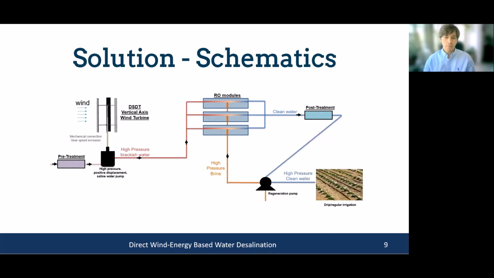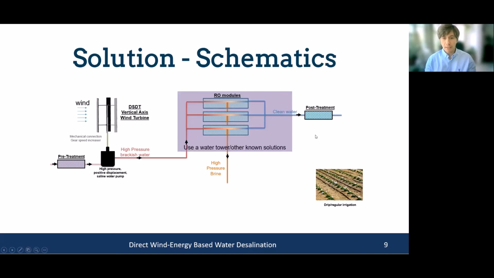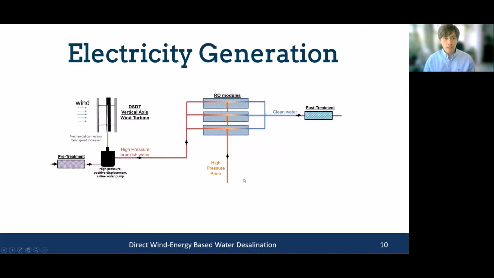Or we can, let's say, take the high-pressure brine and power a regeneration pump to pump the clean water in order to irrigate a field. Or we can just use a water tower or any other known solution in order to irrigate fields with less saline water, as we have, let's say, in the south of Israel. When we have a lot of wind, we have saline water in aquifers, and we want to irrigate the fields with sustainable energy. Another thing we can do is we can create electricity.